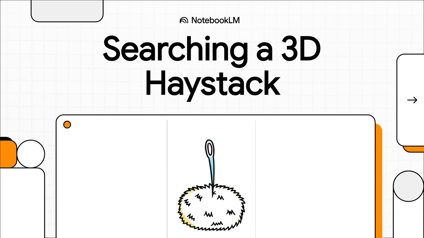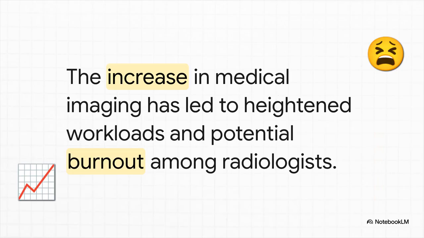Imagine trying to find one specific needle in a giant, three-dimensional haystack. That's pretty much the challenge doctors are up against when they're searching for tiny anomalies in complex 3D medical scans. So today, we're going to dive into how AI is learning to become a kind of expert search engine for the human body. And here's the heart of the problem.